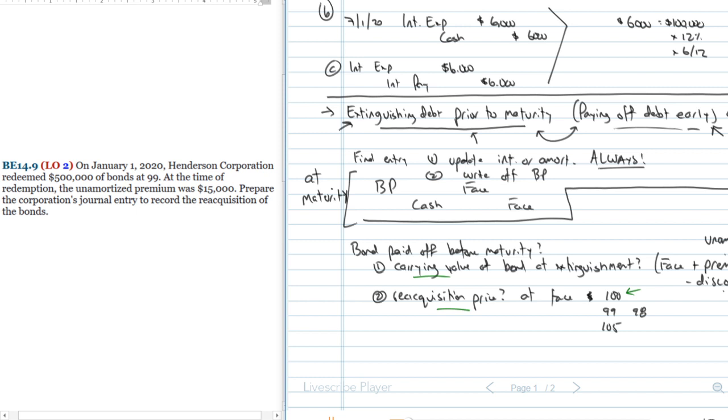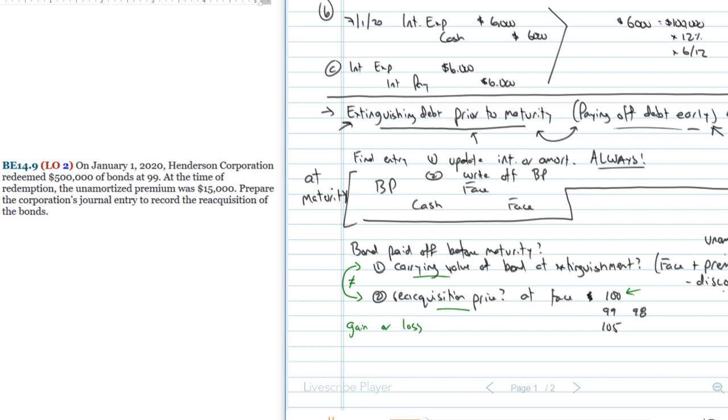Now, if the carrying value is not equal to the reacquisition price, which it generally is not going to be. In other words, if the amount of cash that you pay to get rid of a liability is not the same as the amount of the liability, then you're going to have a gain or a loss. And that shouldn't be surprising. That's pretty standard. Same thing with the asset. If you sell an asset, if the amount of cash you get is different from the book value, you've got a gain or a loss. This is going to work the same way.